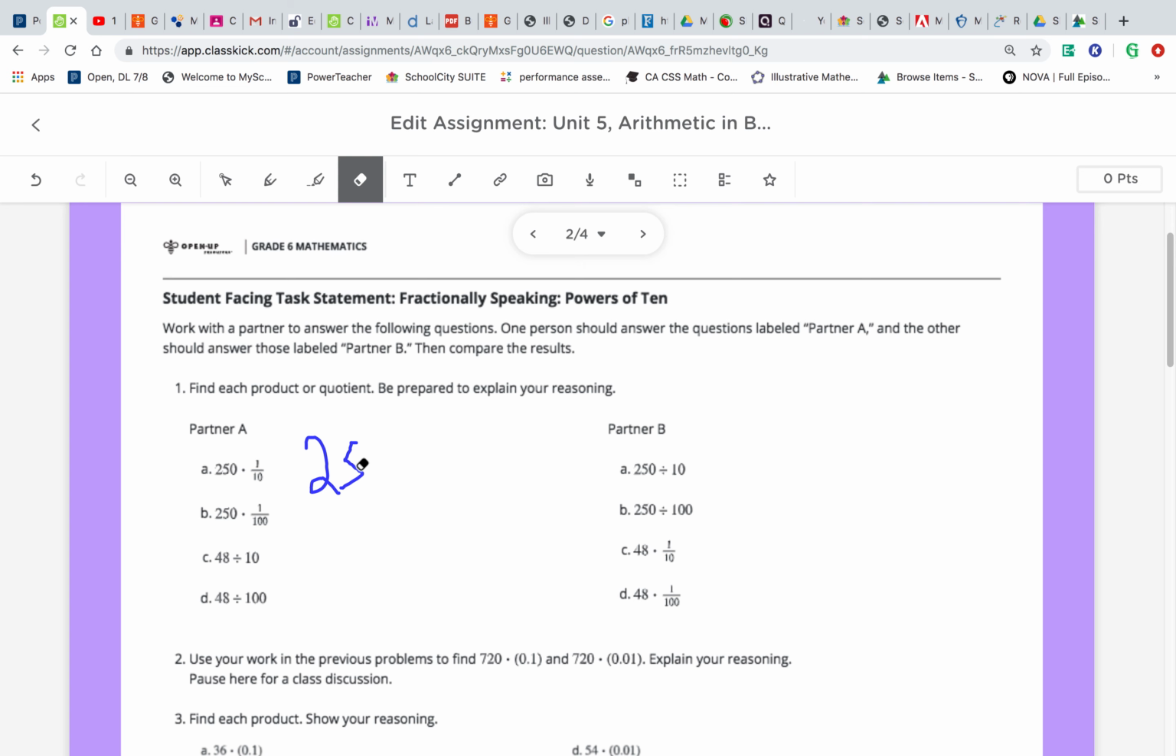All right, for letter B. If you look at letter B, we can see that you have 250 times 1 over 100. Okay, what's 1/100th of 250? Well, we know that there are two hundreds in 250. Okay, but there's a little bit extra, right? There's an extra half that's added on. So we can think about this as being 2.5. But really, I want to build off of the idea that I just went over, which is the idea of moving in the decimal two places.